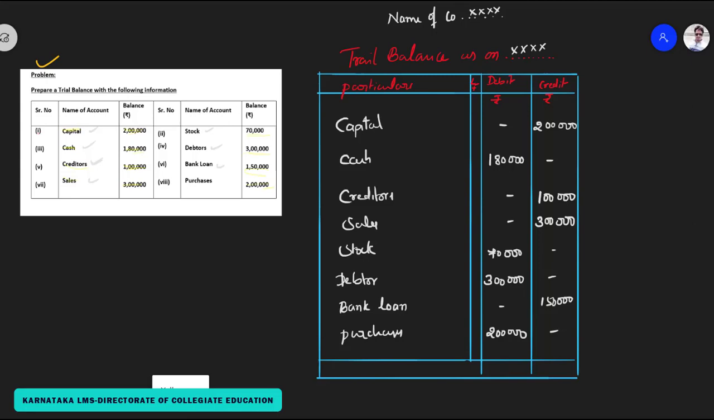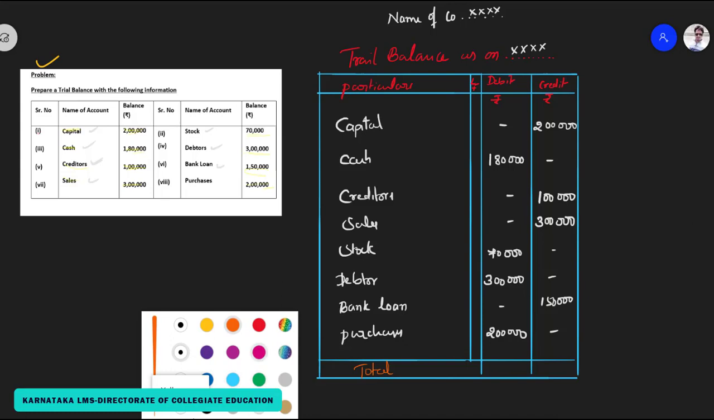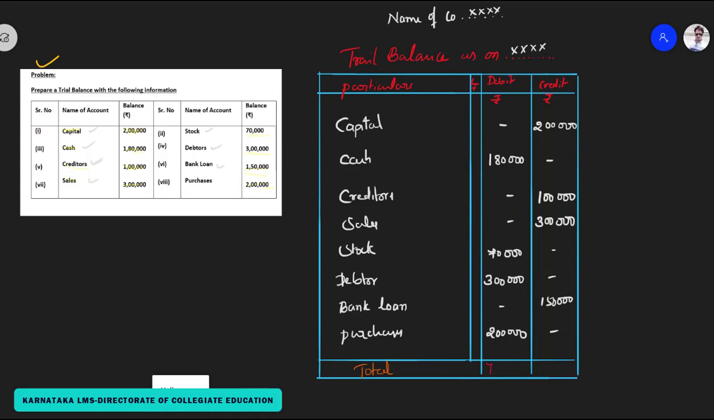If we sum up the total, you could see the total stands here. Debit total, we could say 7,50,000. And here the credit total, here also 7,50,000. So our trial balance tallies, so it is correctly recorded.